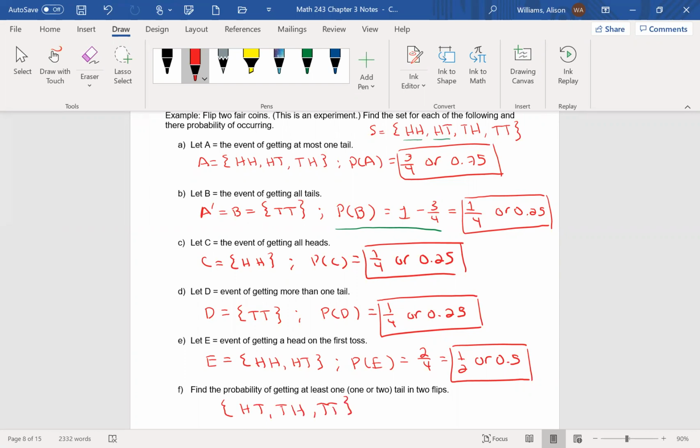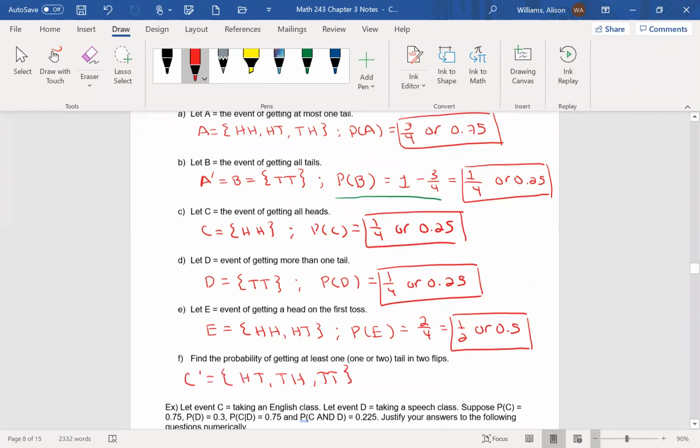Oh, okay. This is the complement of C. I'm just seeing that. So it's everything not in C. So if I wanted to, I could just subtract the probability of C from 1, and that would give me, let's see, 3/4 or 0.75. I don't have room to put that in, so we'll just put it in fraction form.